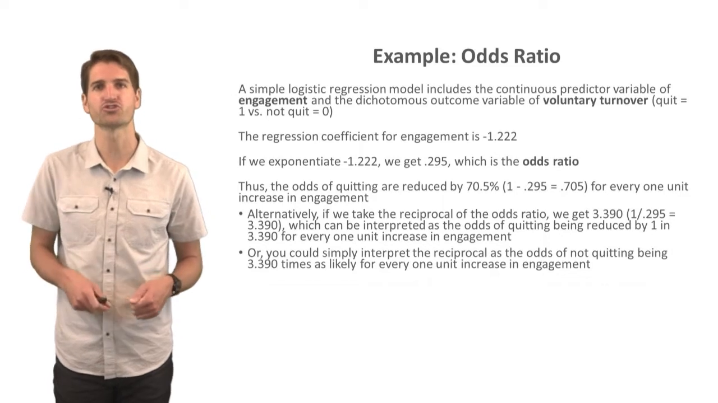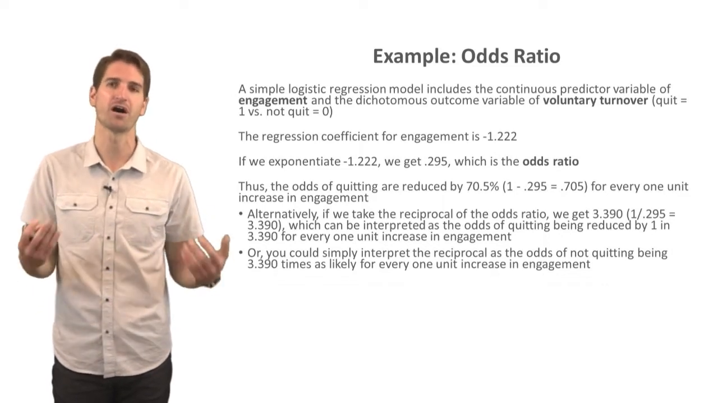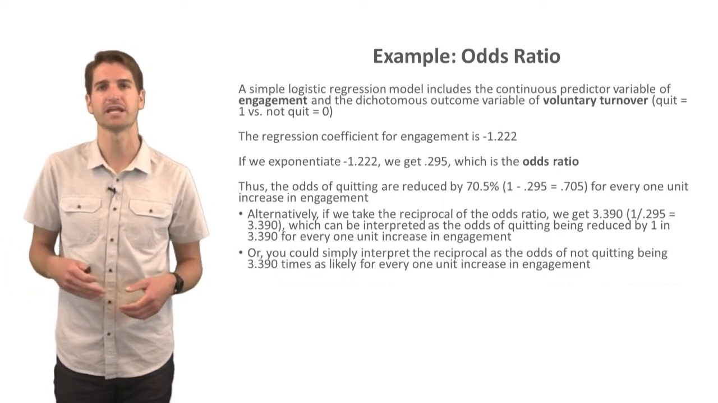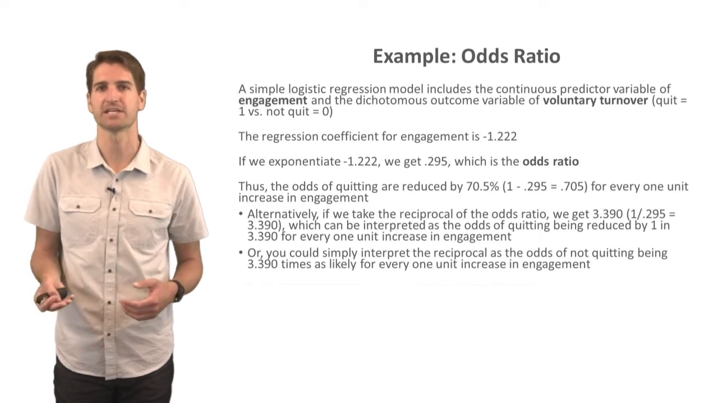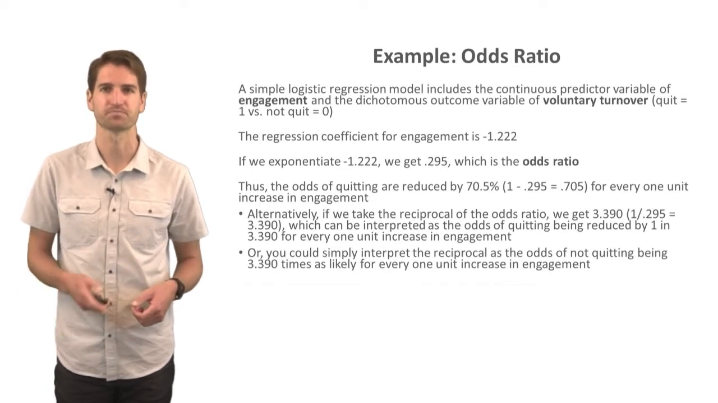So it is a little bit more tricky when it comes to interpreting those odds ratios that are less than 1, and it sometimes requires a little bit more math to get it into an interpretable fashion.